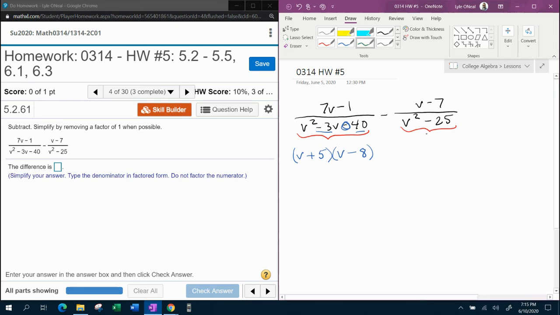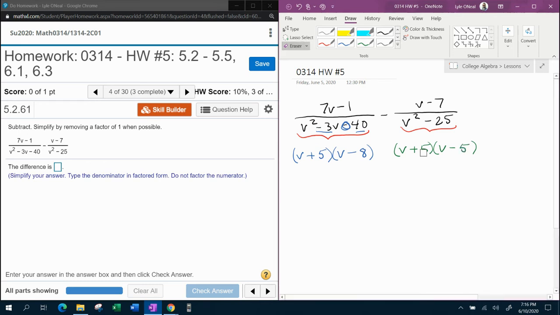Now, for the other denominator, we have the difference of two squares. And the difference of squares always has different signs. And then we fill in the blanks. V times v, 5 times 5, okay?